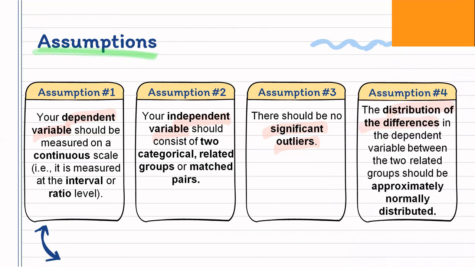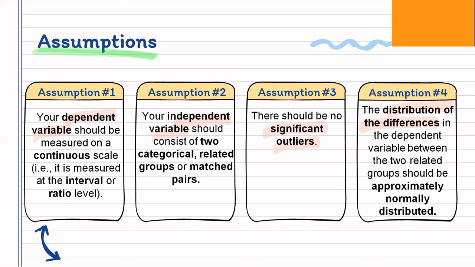The last assumption would be that the distribution of the differences in the dependent variable between the two related groups should be approximately normally distributed. We talked about the dependent t-test only requiring approximately normal data because it is quite robust to violations of normality, meaning that the assumption can be a little violated and still provide valid results. Same with the independent t-test, you can also test for normality using the Shapiro test of normality, which is easily tested for using SPSS Statistics.